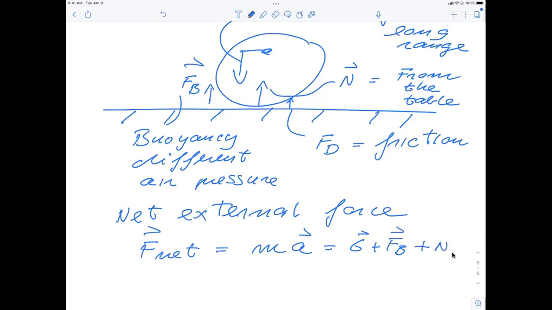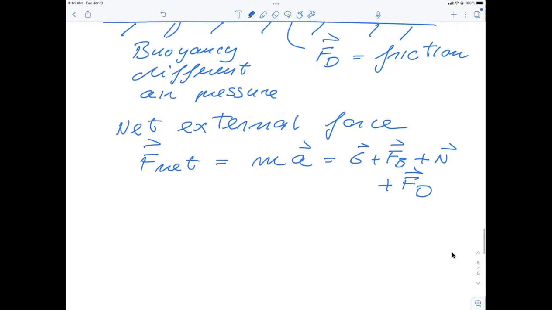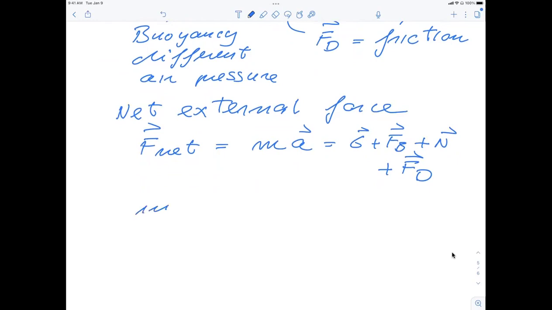plus N plus F_D. Now I should put an arrow here. When I put arrows, this is my way to indicate that these are vectors. In my lecture notes, you will find them as bold-faced quantities, but on the whiteboard I use arrows to indicate that these are vectors. In general, we could rewrite this: F net, the final force, could be the sum of all the different forces at play.